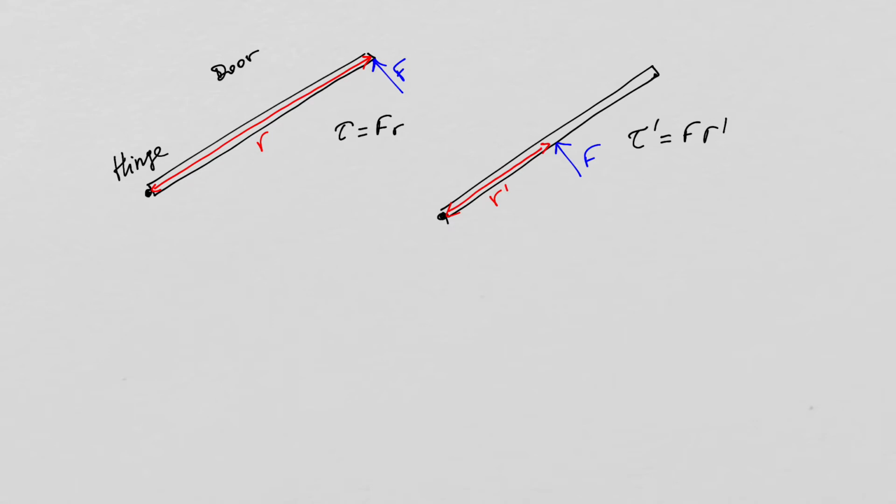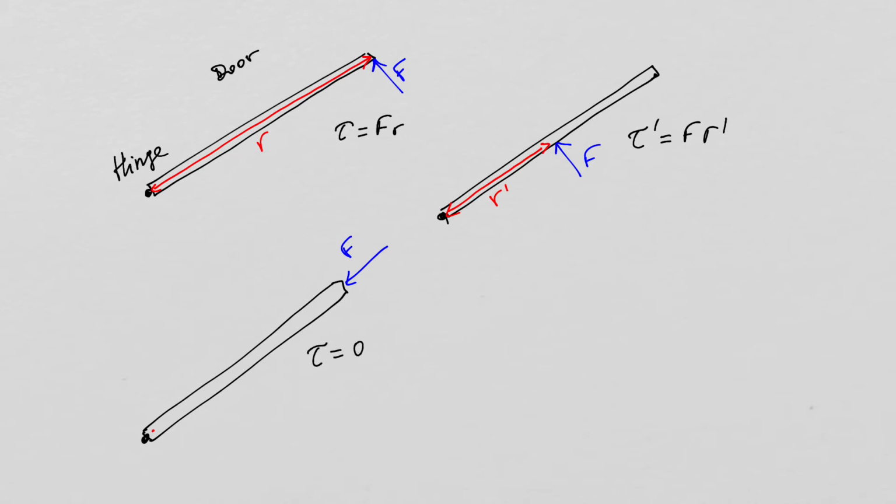Another consideration into how big the torque is is the direction at which the force is pointing. So again, using the example with the door. So here is my door. This is the hinge. Now the force is not applied perpendicular to the door, but let's say it's applied directly towards the hinge. In this case, the torque will be equal to 0.